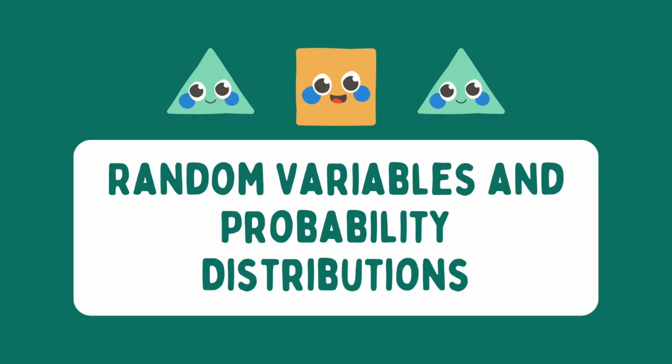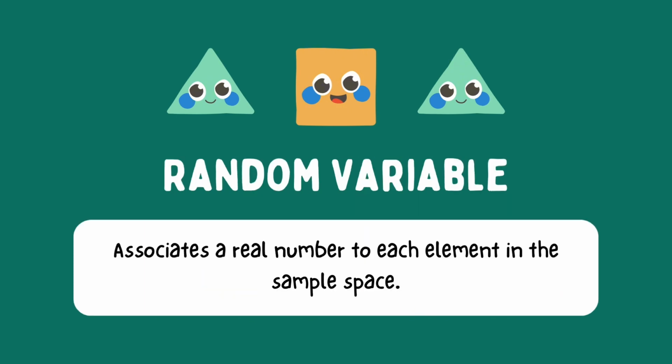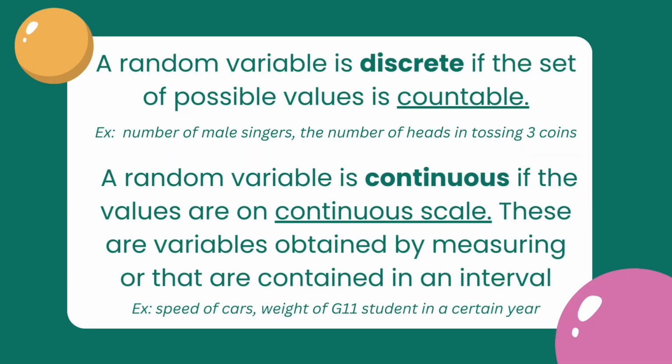Random variables and probability distributions. A random variable is said to be associated with a real number to each element in the sample space. We use this term to describe the value that corresponds to the outcome from a given experiment. A random variable is discrete if the set of possible values is countable. Examples are the number of male singers and the number of heads in tossing 3 coins. A random variable is continuous if the values are on a continuous scale. These are variables obtained by measuring or that are contained in an interval. Examples are the speed of cars and the weight of grade 11 students in a certain year.